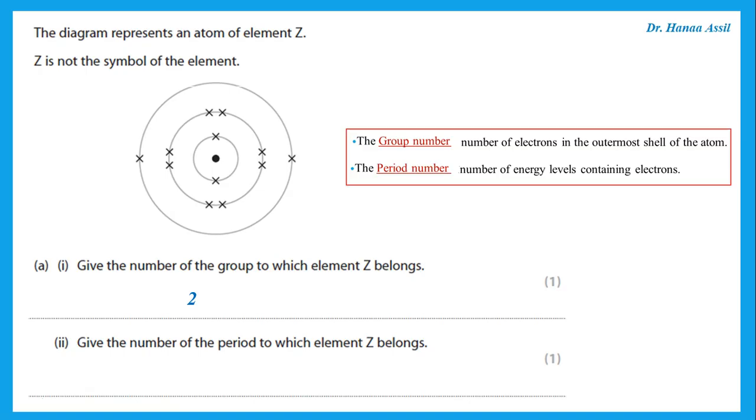Give the number of the period. How do I know the number of the period? It is the number of energy levels. So how many energy levels do we have here? 3. Then it is in period 3. So remember, the number of the group is the number of electrons in the outer shell. The number of the period is the number of shells or energy levels.